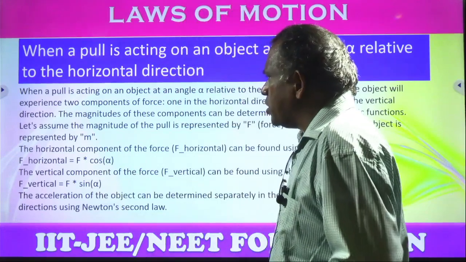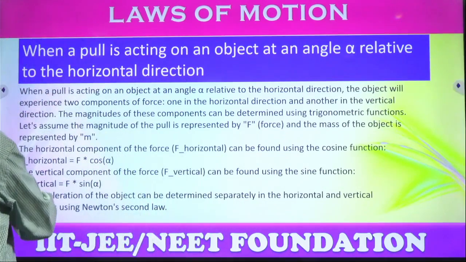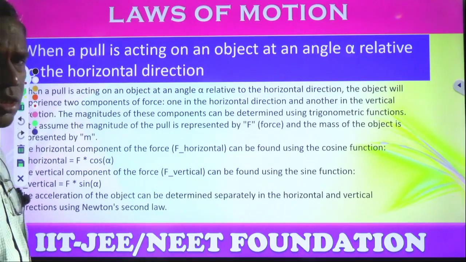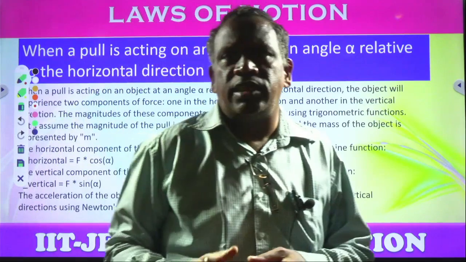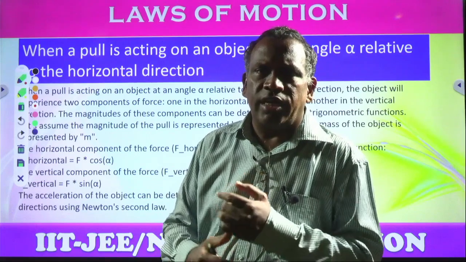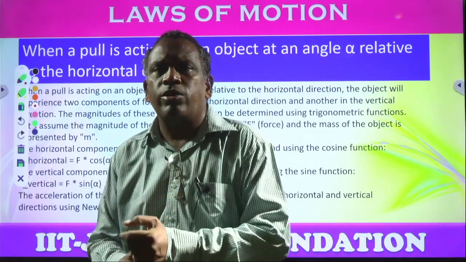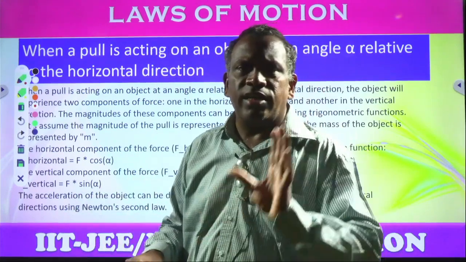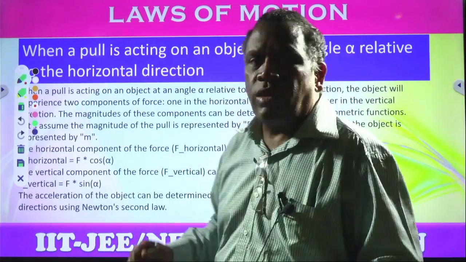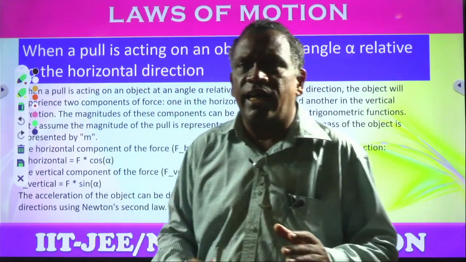Let us take a block which is pulled by the force F. Force is a vector quantity, having magnitude as well as direction. So we have to consider that the force is resolved into two components: one is the horizontal component, another is the vertical component. The horizontal component is F cos alpha, and the vertical component is F sin alpha. Alpha is the angle of inclination.